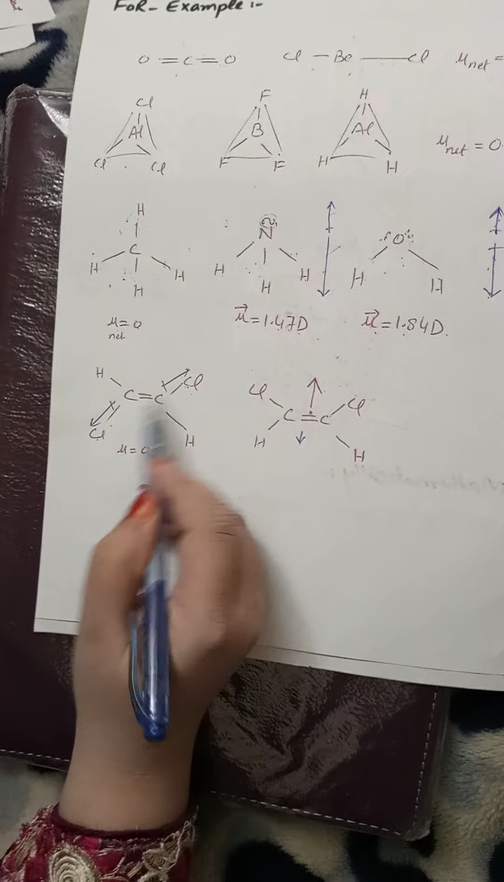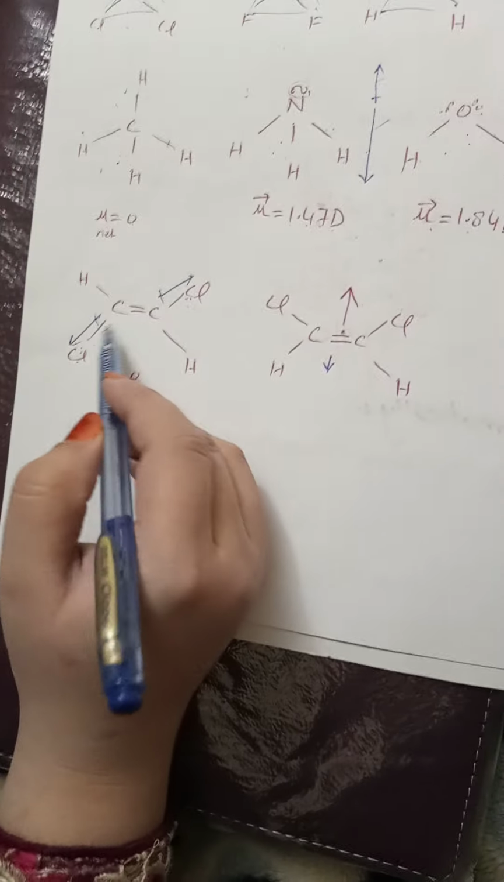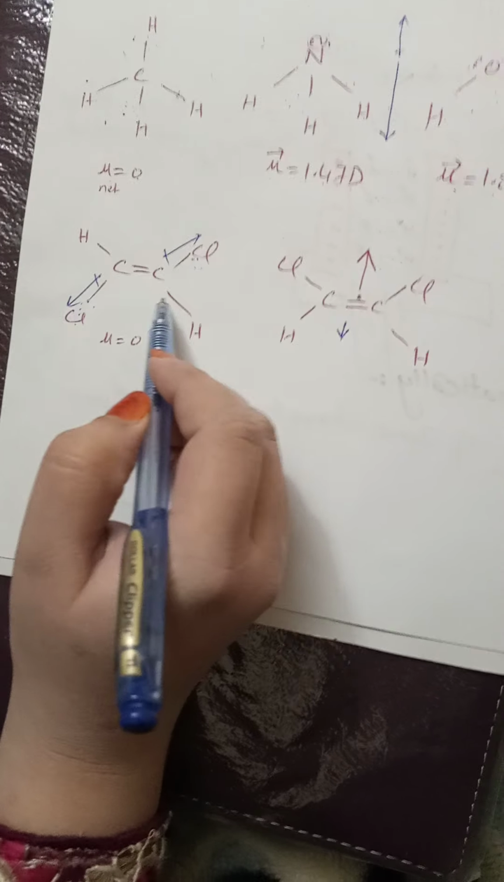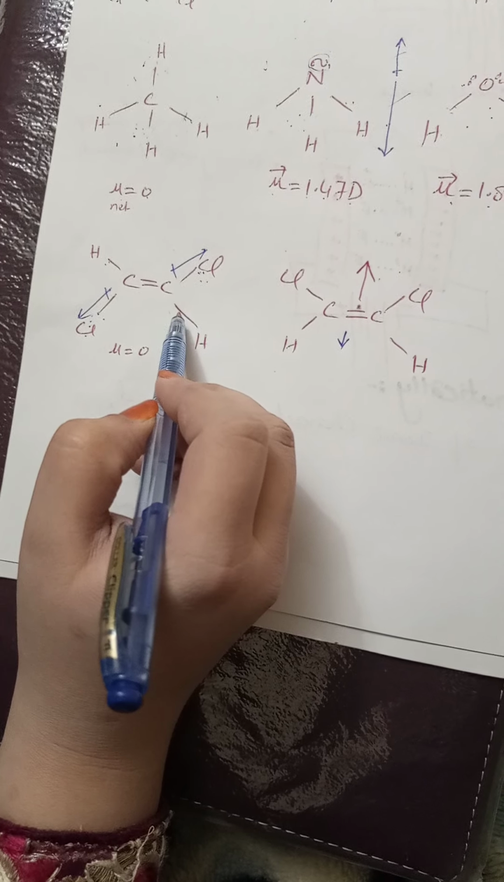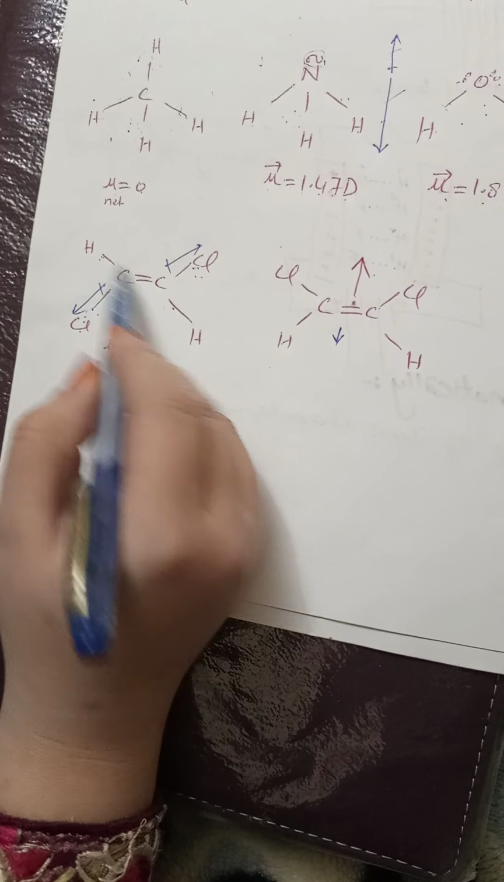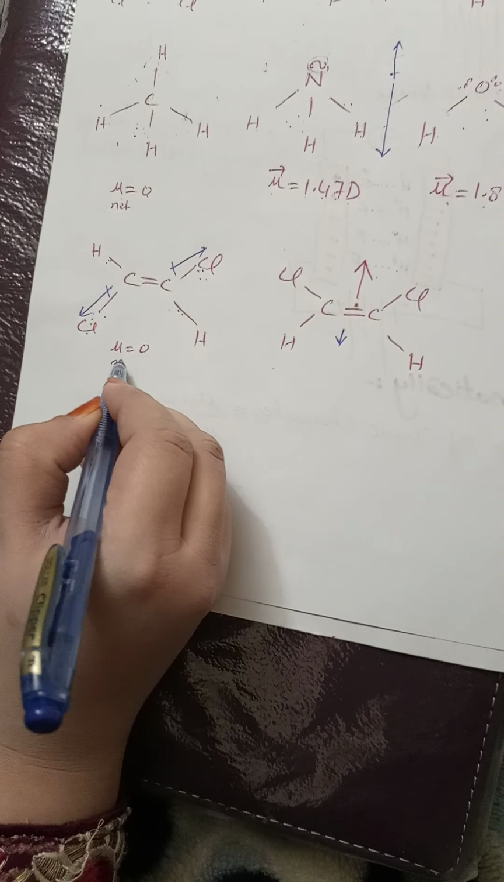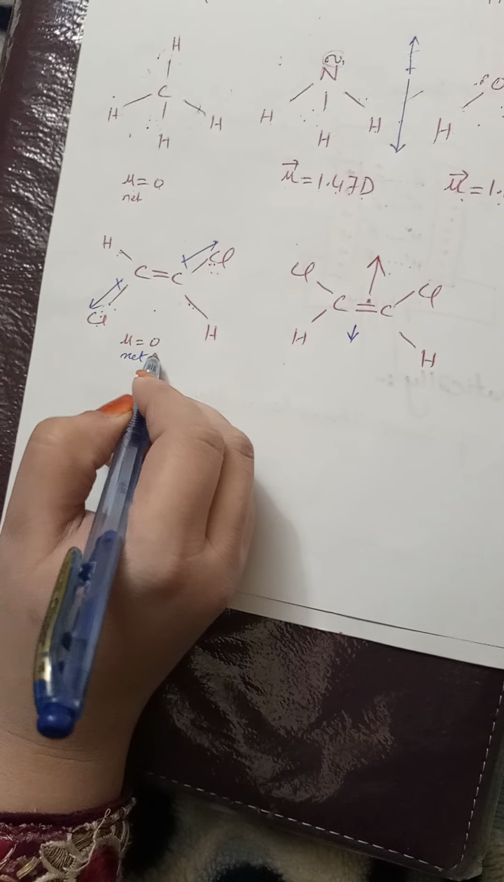In the case of this other molecule, you can see the two chlorines are attached to opposite sides, in trans position, cancelling the effect of each other because they are equal in magnitude and opposite in direction. The same is the case for these two hydrogens, which have the same magnitude and are opposite in direction, so the net dipole moment for this molecule is equal to 0.